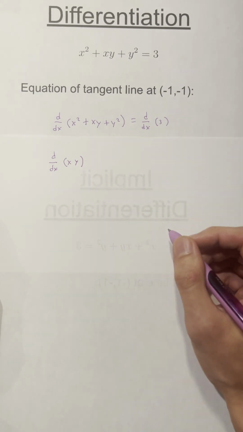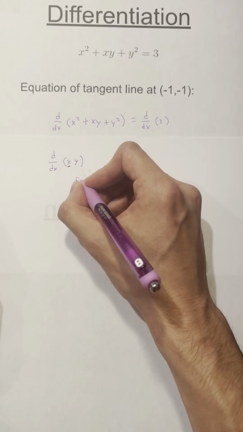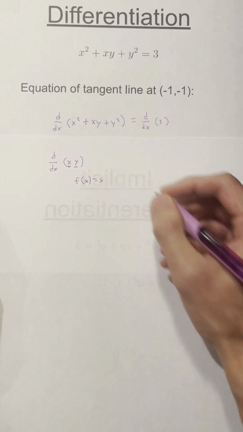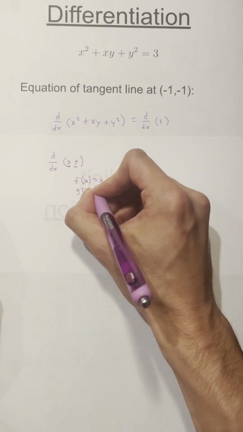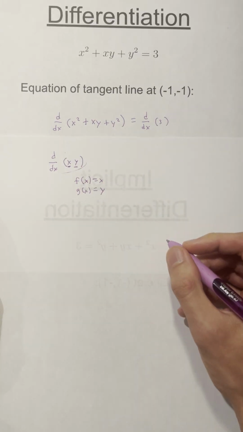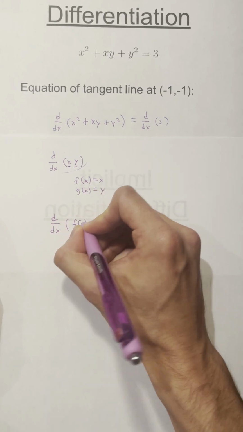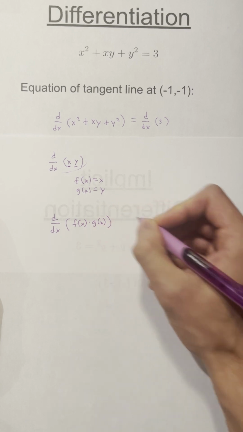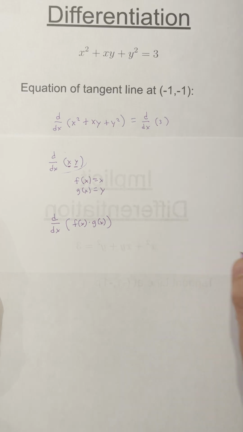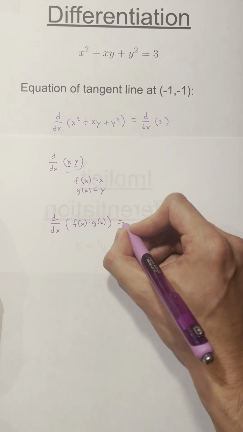Okay, so how do we use product rule here? Well, I can let this be one function. I'm going to let this be f of x. And I'm going to let this be another function. Okay, so this is the same thing as finding d dx of f of x times g of x. And what rule can we use here? To find d dx of f of x times g of x, we can use product rule.